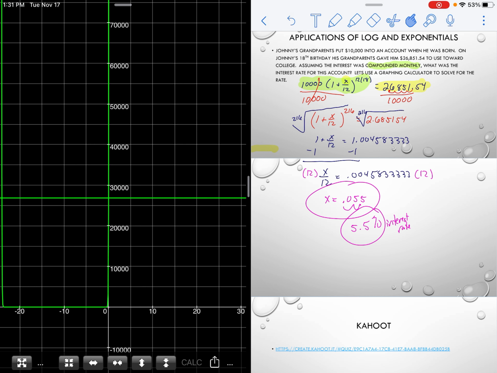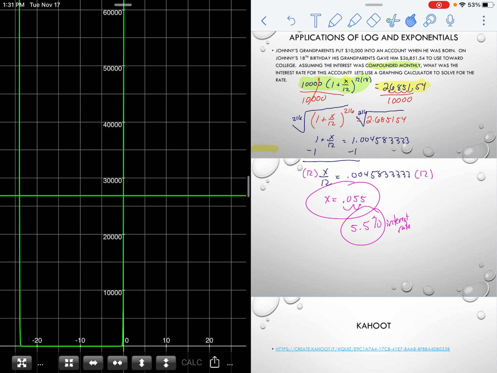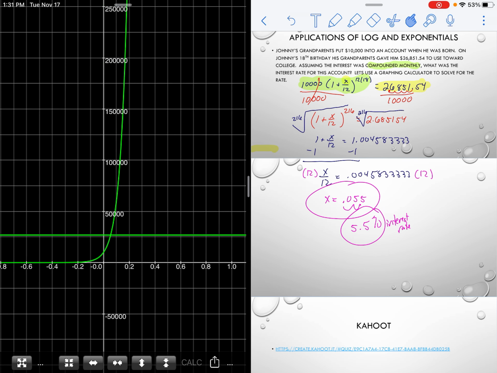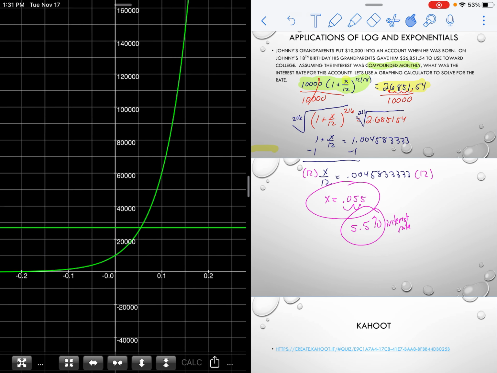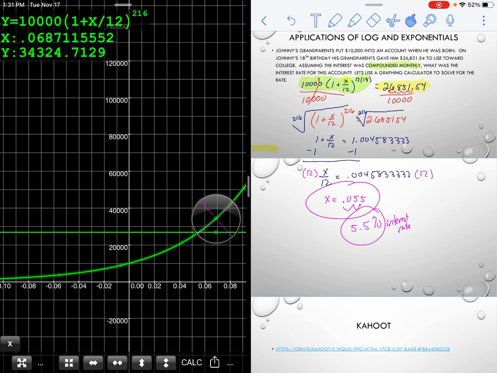Okay, so I could even squeeze this over here. I know it's going to be a very small number. Okay. So I'm looking for this point of intersection. As I track that down, boom. The x value is 0.054999999, which is your 0.055 interest rate.